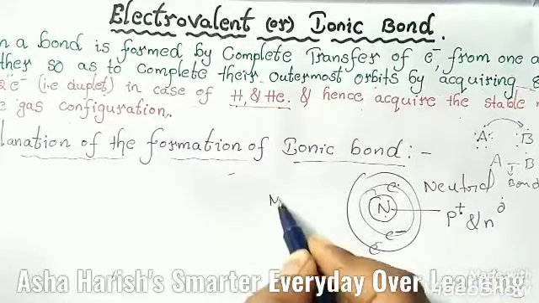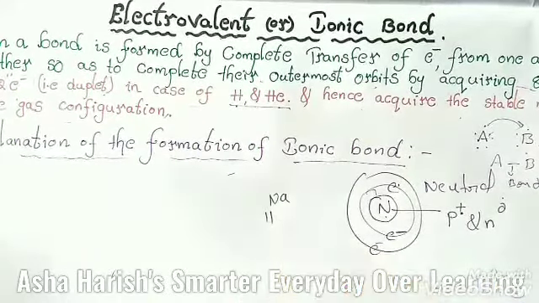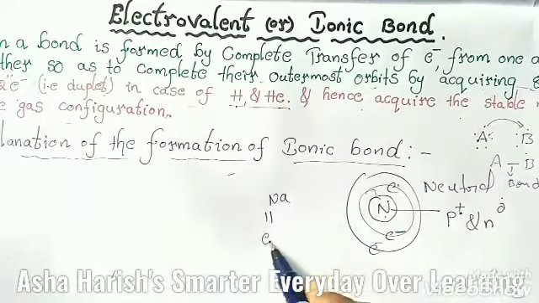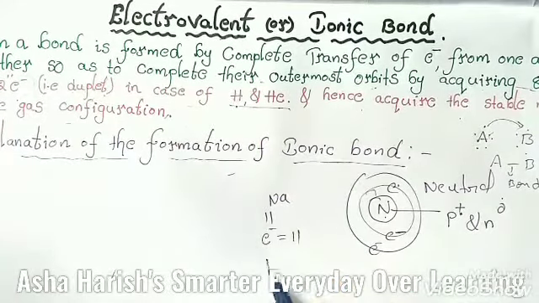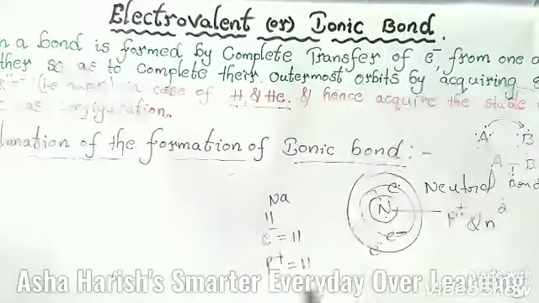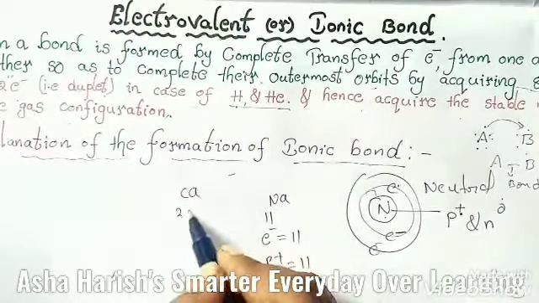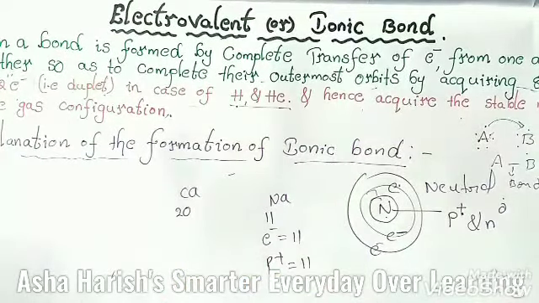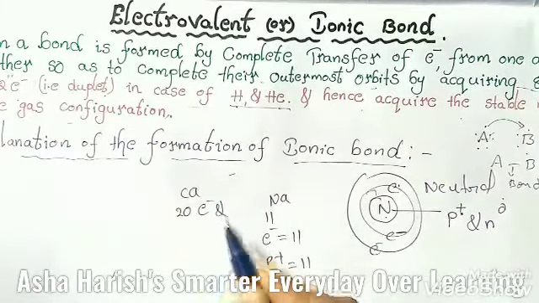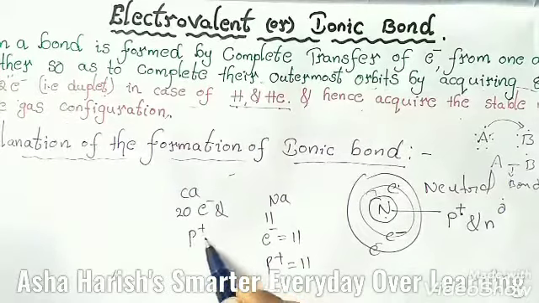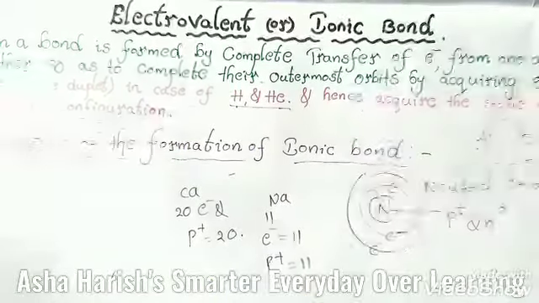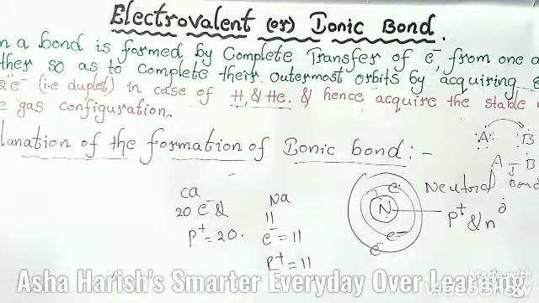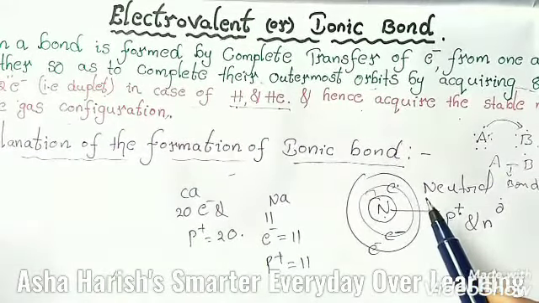For example, students, sodium has atomic number 11, that means the number of electrons is 11 and the number of protons is also 11. If you take the example of calcium, atomic number 20, that means 20 electrons as well as 20 protons. This is about the electrical neutrality of the atom.